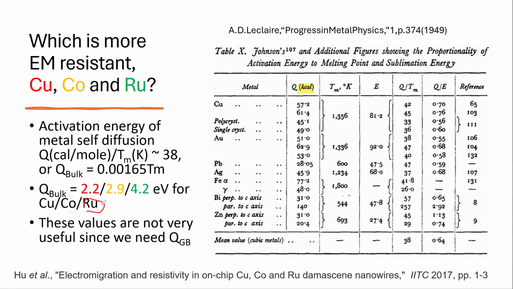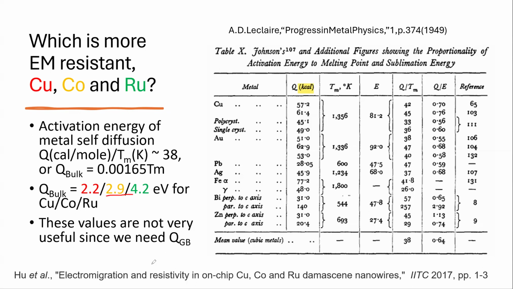Ruthenium has the highest melting temperature. It's a precious metal, right? Just like the platinum ring you bought for your wife as a wedding ring. White gold means platinum that is actually combined with ruthenium, to make it more malleable. You can see that ruthenium has the highest activation energy for diffusion, meaning it will have the least probability of electromigration, which happens to be true too.